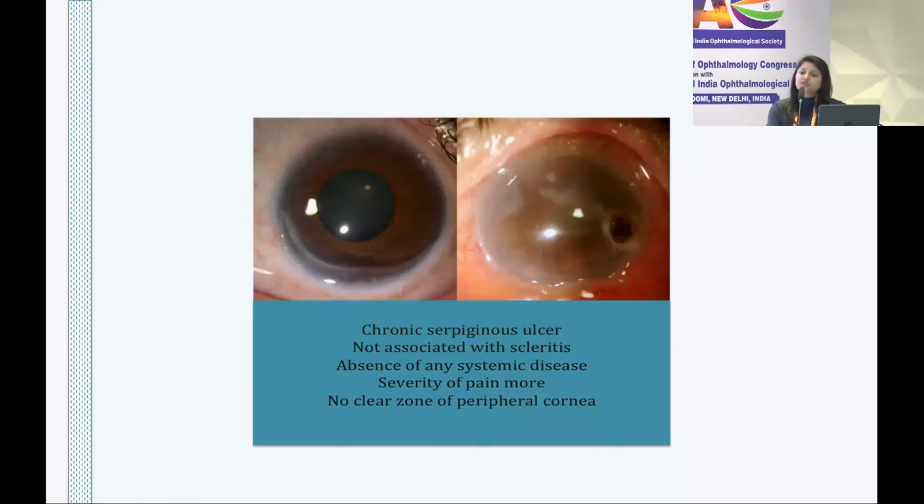It has to be differentiated from a Moran's ulcer, which is essentially an ulcer which is like a PUK. It's more chronic, serpiginous in nature. It is not associated with scleritis. The pain in a Moran's is out of proportion to the signs. We are not able to find any systemic cause for it, and there's no clear zone of peripheral cornea.